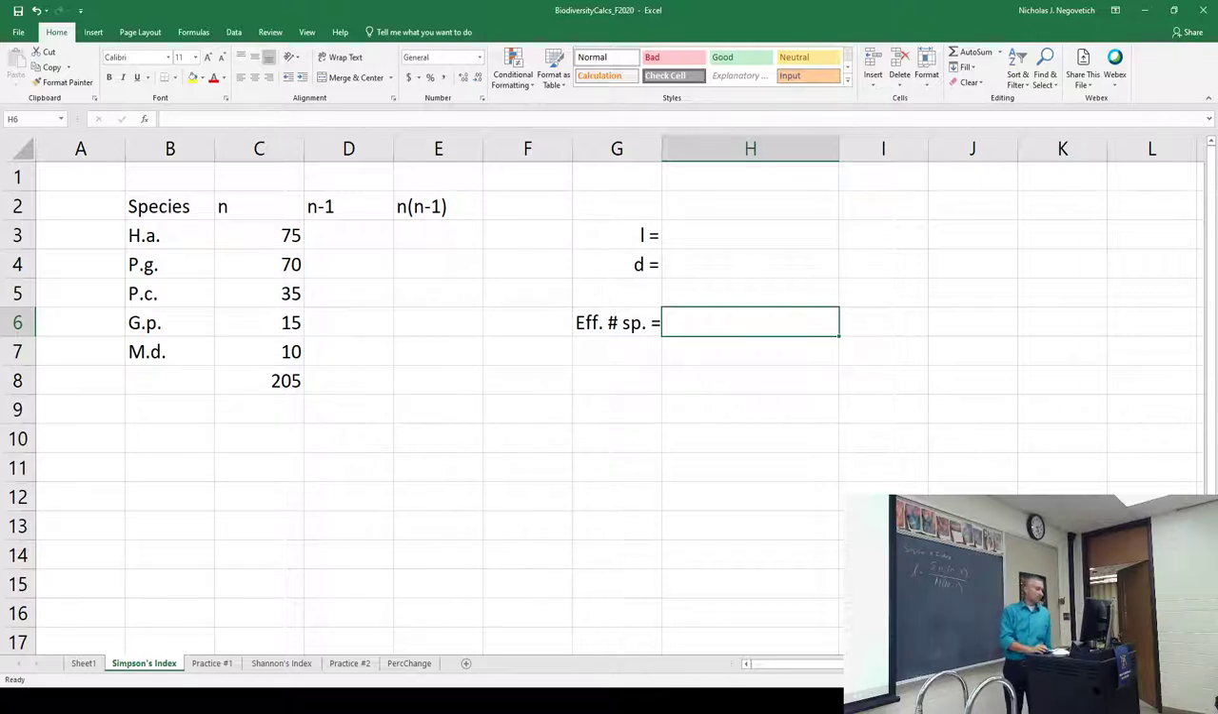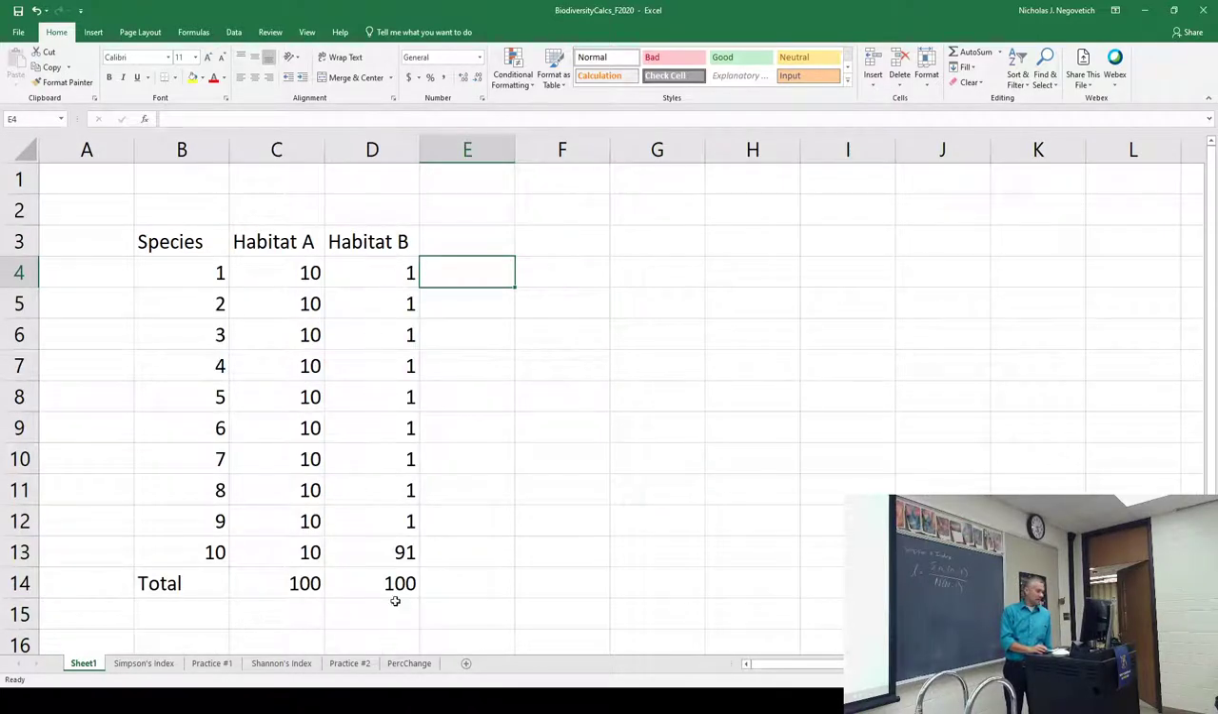A community that might reflect that would be something like Habitat B. You've got 91 out of 100 individuals of one species. If I just randomly go in there and take out two individuals, I have a high likelihood that I get species 10. That's a high Simpson's Index. In Habitat A, we have a lower Simpson's Index because the likelihood that I draw out two individuals of the same species is much lower. It's not zero, there is a probability of doing that, but it's going to be lower than Simpson's Index for Habitat B.